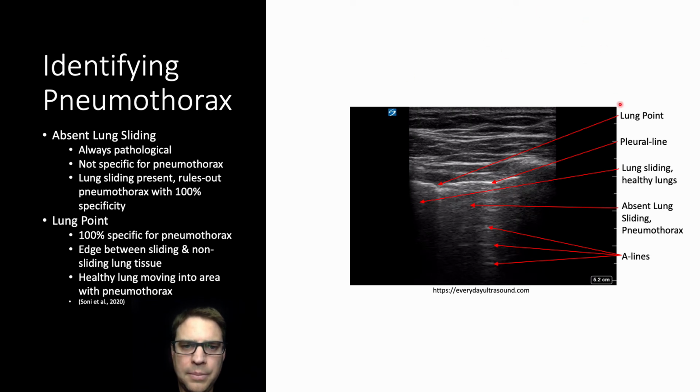And looking over here at the picture, you can see this is the chest wall, the pleural line, and this region right here, there's no shining, shimmering motion, so there's really no lung sliding going on. But then you see this section over here, it's kind of shining, shimmering, and moving into view, and there's this defined point. This is called lung point. And this is 100% specific for a pneumothorax.